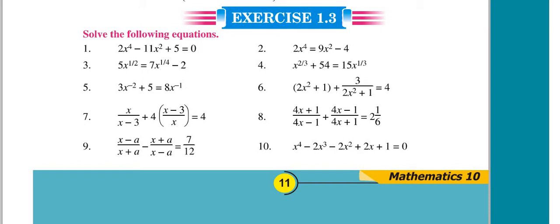I welcome you all. Exercise 1.3. Solve the following equations. Equation number 1 is 2x^4 minus 11x^2 plus 5 equals 0.